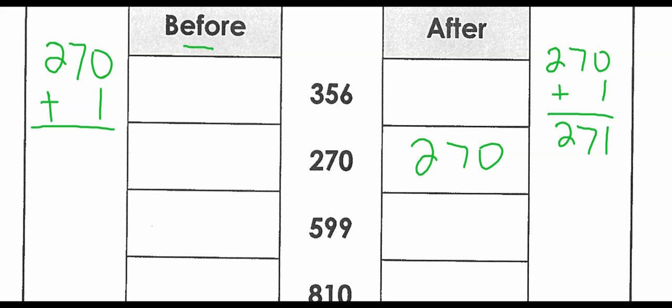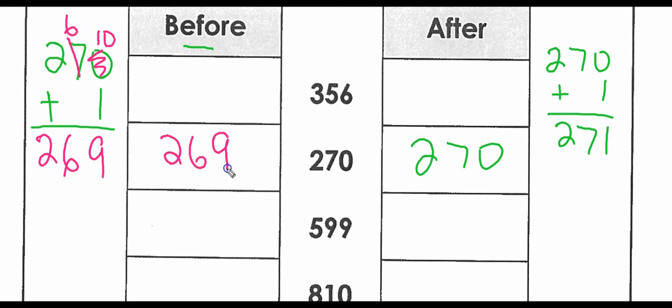Let me use another color. I'm going to borrow 1 from 7, I get 6. The 1 I borrow goes next door. Instead of 0, I get 10. 10 minus 1 is 9. 6 minus 0 is 6. And then 2 minus 0 is 2. So what comes before 270? 269. Okay? That's easy when they're only asking me to either add 1 or subtract 1.